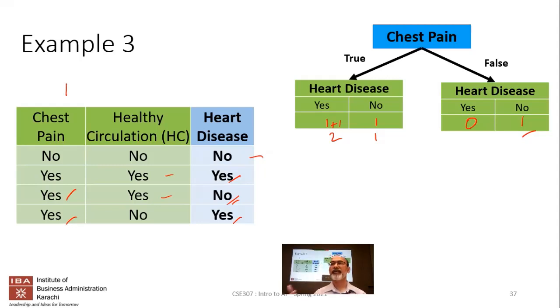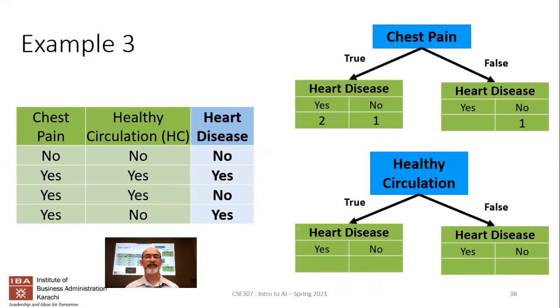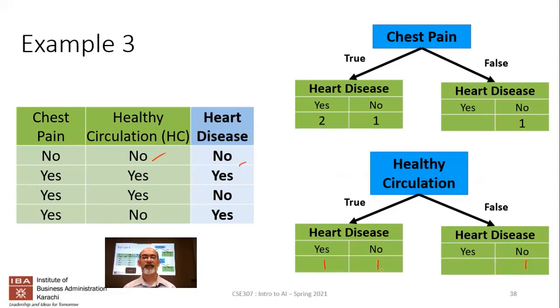So now we're going to look at the second scenario. Okay, so now let's look at the healthy circulation case. So this is no longer a headache, it's healthy circulation. So let's fill this out. This is a no and a no. It comes out over here, 1. Yes and a yes, that comes out 1 over here. Then a yes and a no. So yes and a no comes out 1 over here. And then a no and a yes. So that comes out over here.